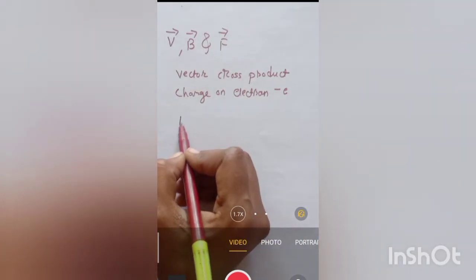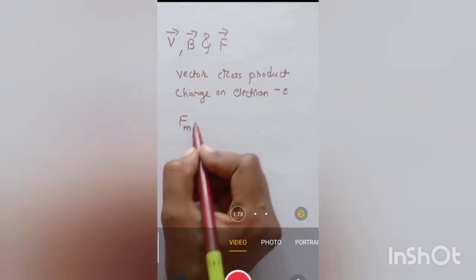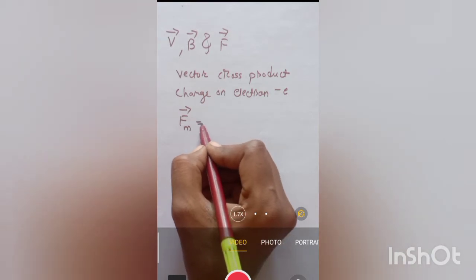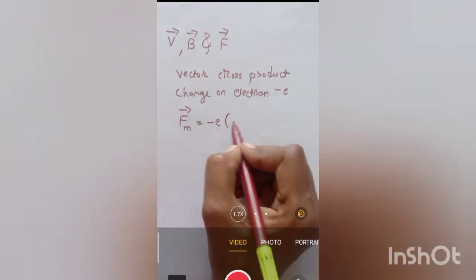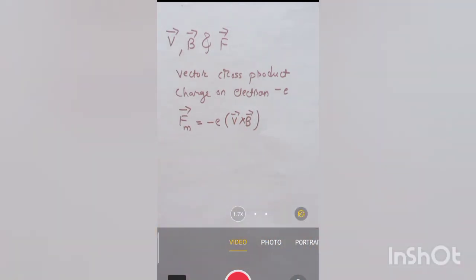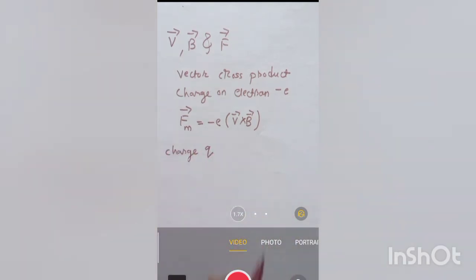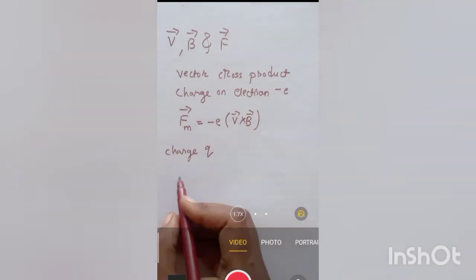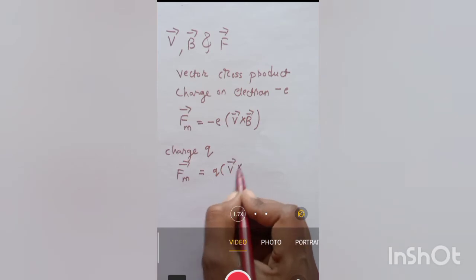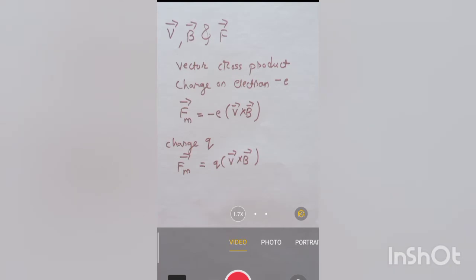So from that I can say the force in magnetic field, suppose Fm, is equal to charge times the cross product of velocity of charge and magnetic field. In general, if we say the charge q in magnetic field, I can write vector Fm is equal to q vector v cross vector B. That charge could be any charge, positive charge or negative charge.